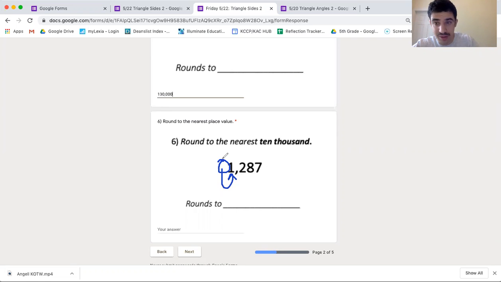So this number is going to stay the same. This number is a 0. So I'm going to keep this a 0. I'm going to make everything after it a 0. So my thousands place, my hundreds place, my tens place, and my ones place are all going to be 0. So this number actually rounds to 0.